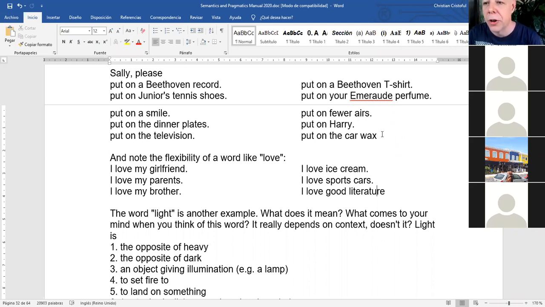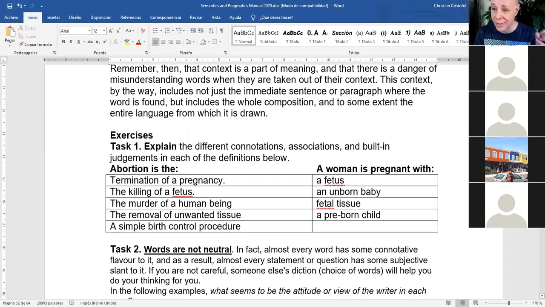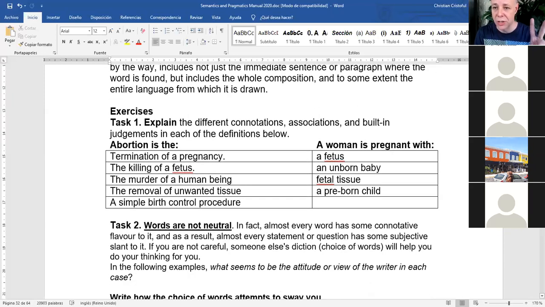What about the word love? I love ice cream is different from I love my girlfriend or I love my parents. So if you change the context in which the word love occurs, then the word love means different things, different types of love, isn't it? So again, go over the manual so that you have a better understanding of denotation and connotation.